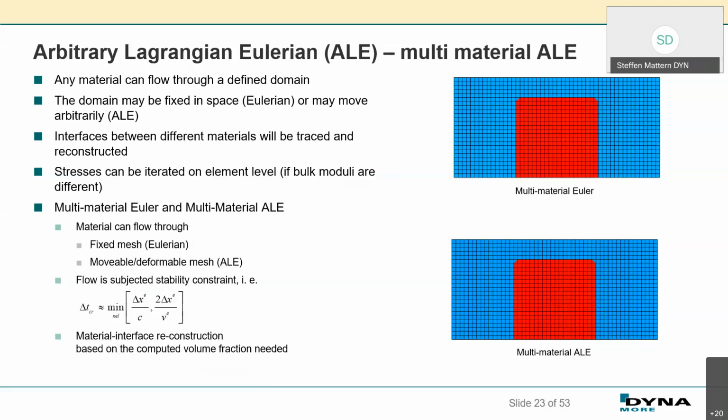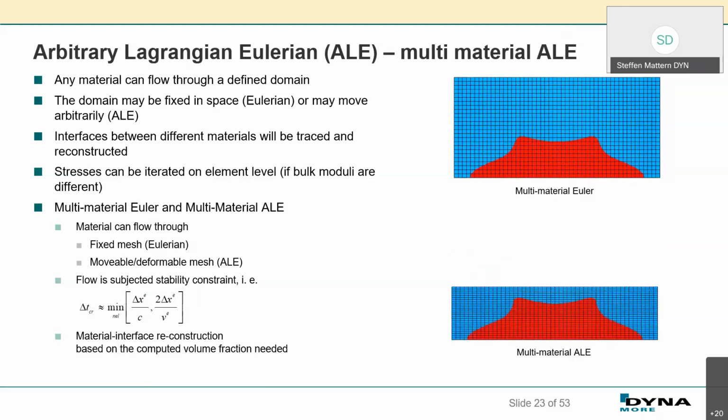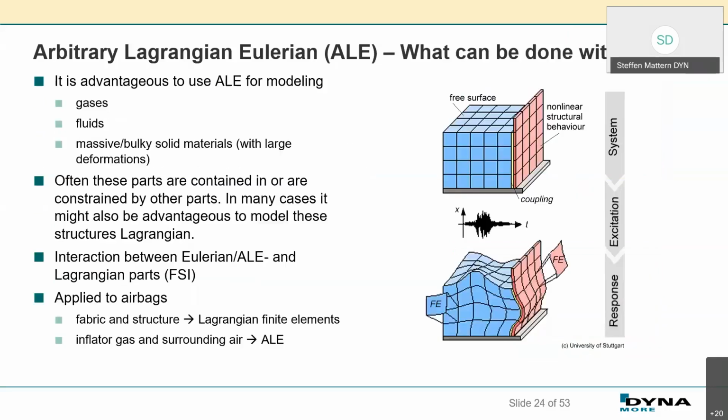So for a fixed Eulerian domain, this would probably look like this. And also a moving ALE domain is possible. So obviously ALE can be used for all kinds of materials undergoing large deformations, such as fluids and gases, but also solid materials, for example, foams. These materials often are contained by structures, and these structures would be modeled using standard finite elements.